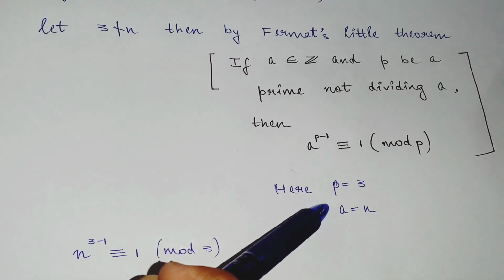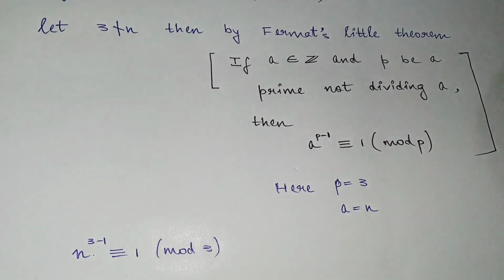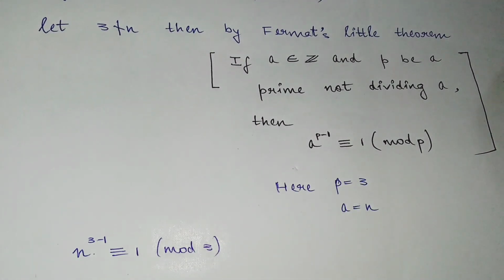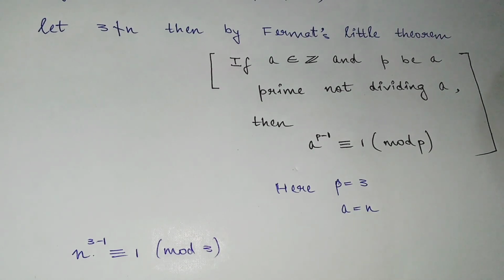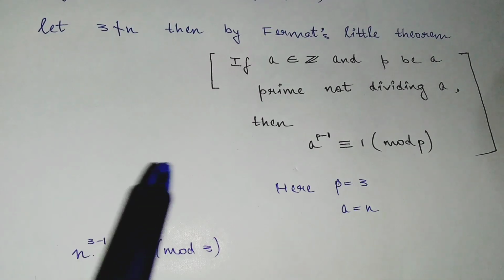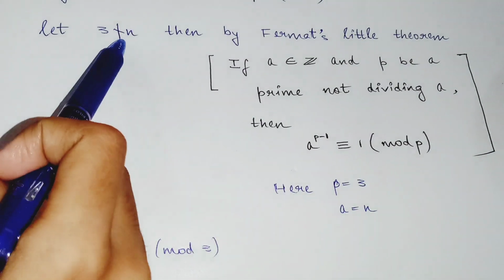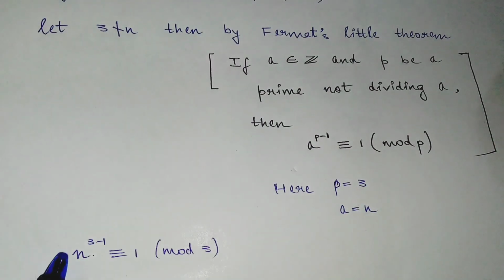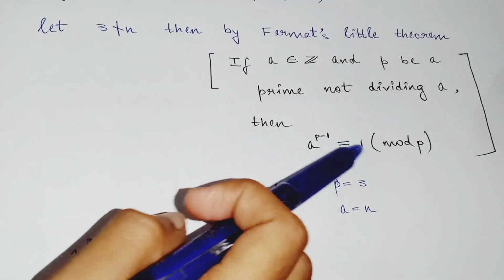Here, let us take p equal to 3 and a equal to n. p is a prime number, that is p equals 3, which is not dividing a. So we can apply this statement in this condition. If 3 does not divide n, then we can write n raised to 3 minus 1 congruent to 1 mod 3, since a raised to p minus 1 is congruent to 1 mod p.